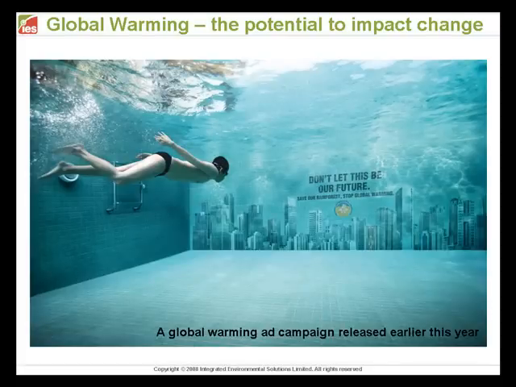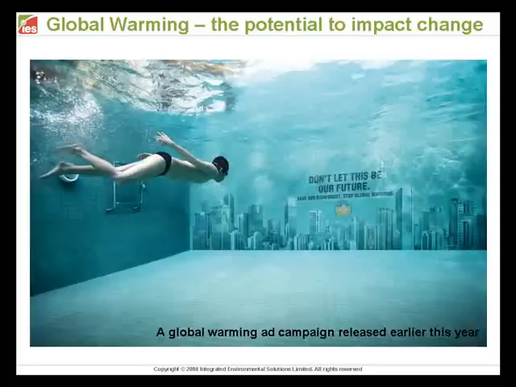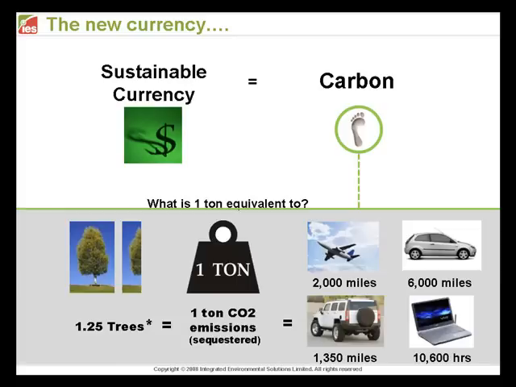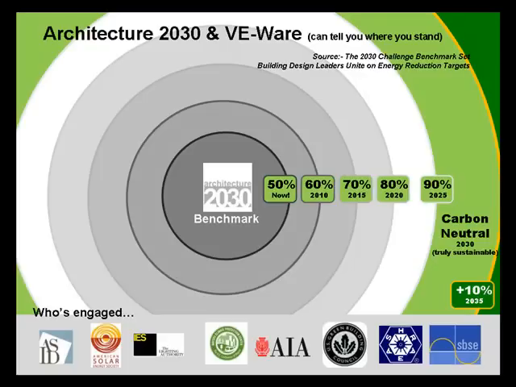Here at IES, we're really passionate about reducing building carbon emissions, which is why we've incorporated tools to help you measure your building against Ed Mazria's Architecture 2030 Challenge. Options to see whether your building hits the current 50% reduction target or goes beyond this are now included in IES VEware, the VE toolkits, and the full virtual environment.